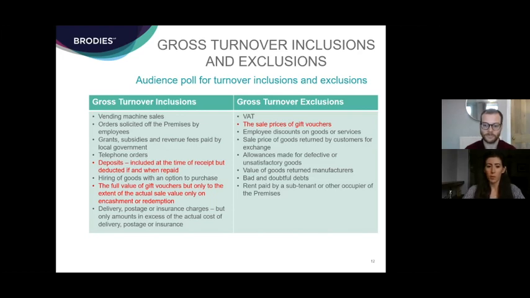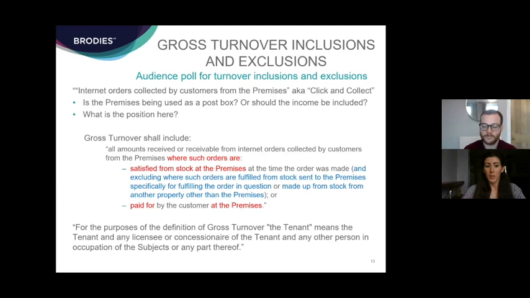So a few of you might have noticed that source C isn't in that table. And if we go on now to the next slide, to look at internet orders collected by customers from the premise, aka click and collect. So this is quite a hot topic at the moment. And the question here is whether the premise are being used as a post box. The landlord will argue that the sale benefits the tenant as a whole, and so if it benefits the business as a whole and it's collected from the premise, it should be included in the gross turnover.